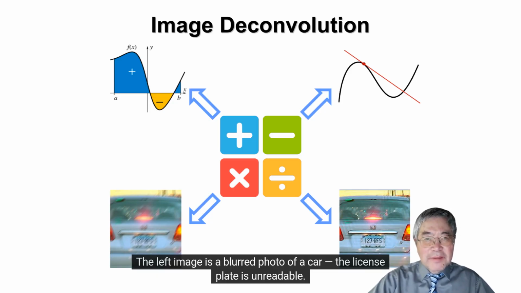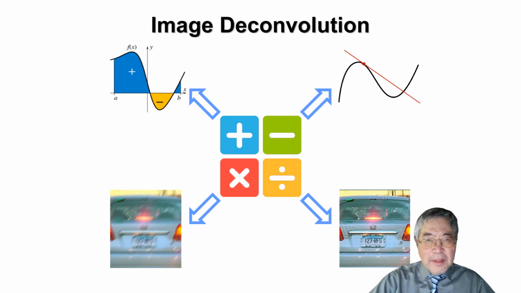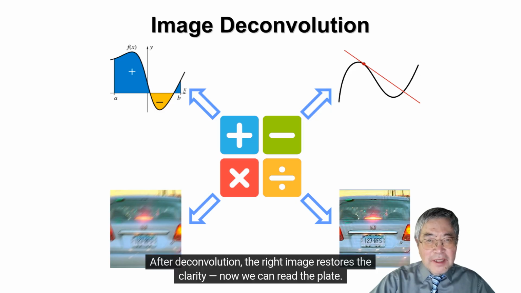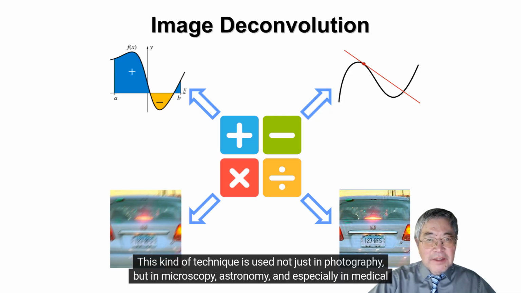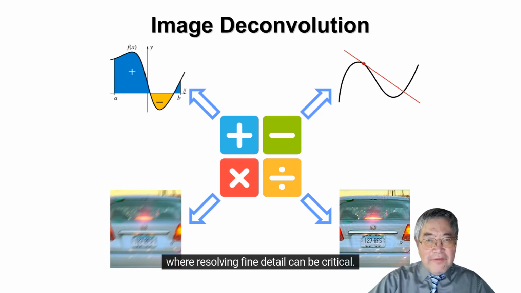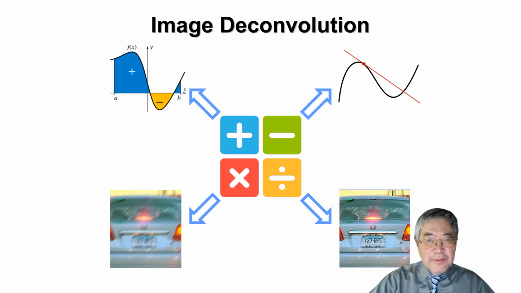The left image is a blurred photo of a car. The license plate is unreadable. After deconvolution, the right image restores the clarity. Now we can read the plate. This kind of technique is used not just in photography, but in microscopy, astronomy, and especially in medical imaging, where resolving fine detail can be critical.